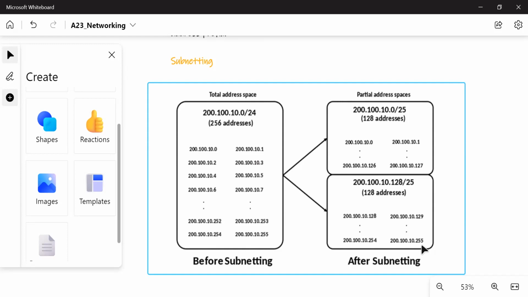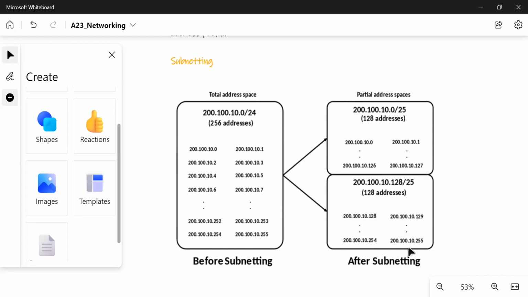We know that the number of bits allocated for the host will determine the number of computers. So now we are going to borrow a bit from the host to the network. So we end up getting 25 bits for the network. That means the remaining 7 bits will determine the number of hosts. So that's how we are going to talk about this.